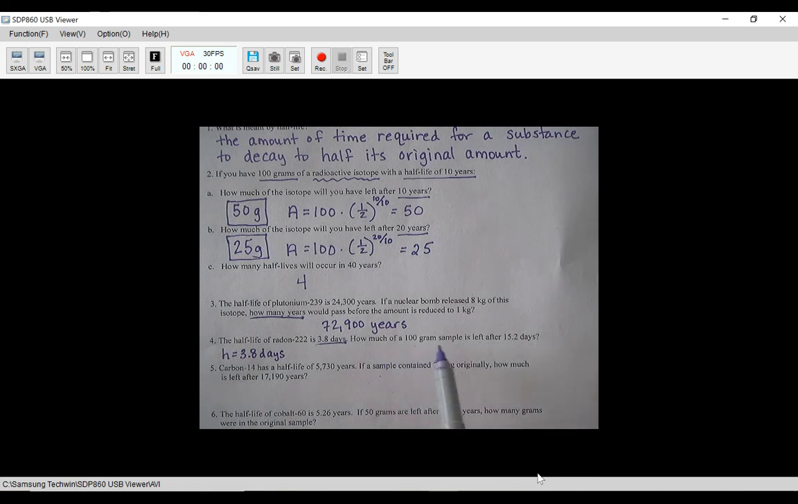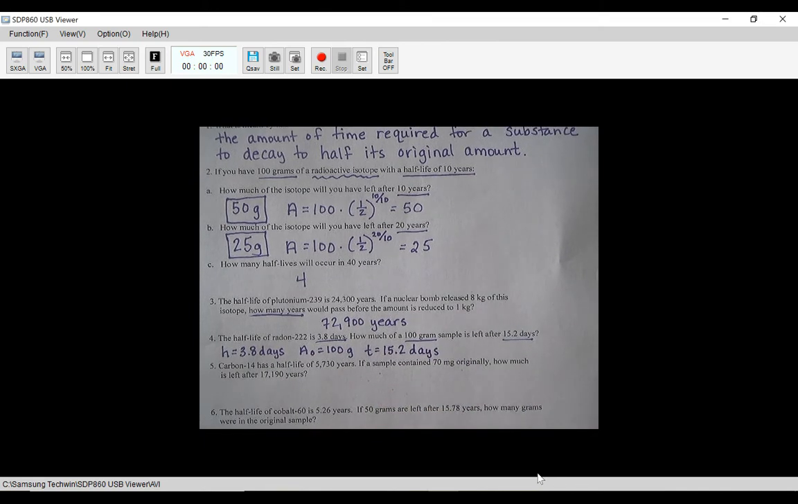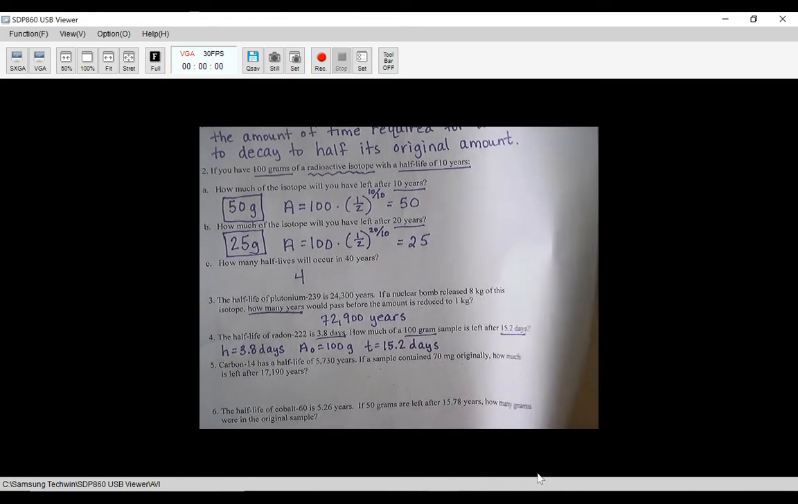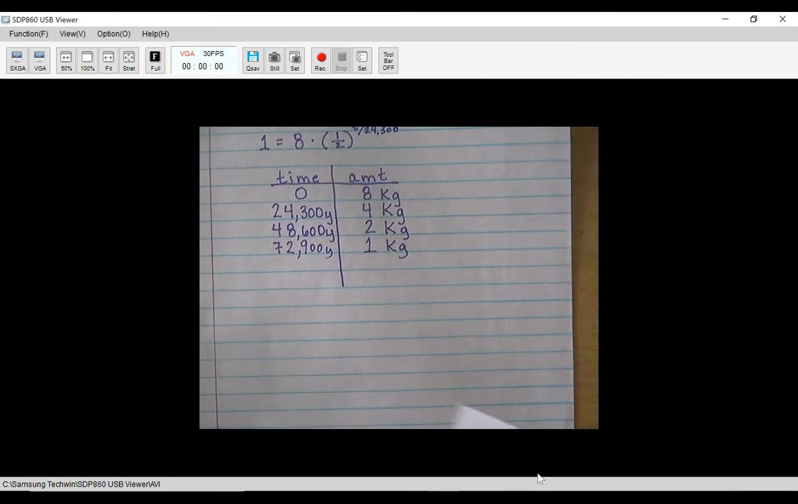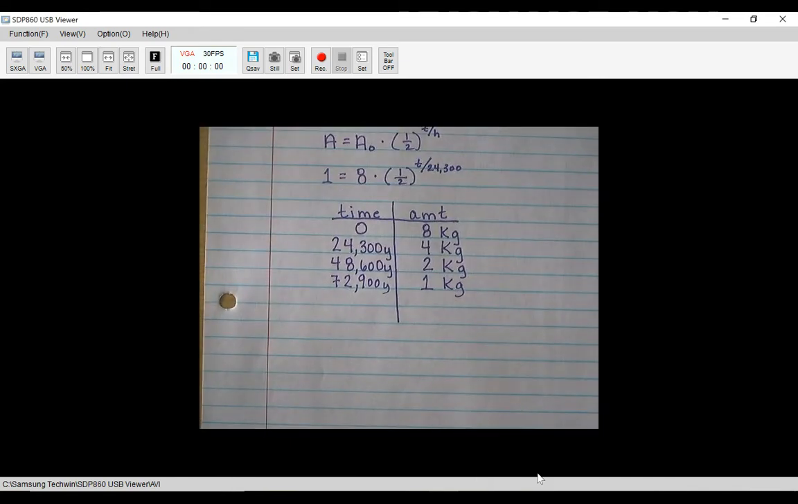How much of a 100-gram sample is left after 15.2 days? So the 100 grams must be the original amount. And then we want to know how much is left after 15.2 days, so that must be the time. This is a perfect problem to utilize the formula. Okay, so I'm going to show you how you can do that. Okay, so let me actually get another sheet of paper.